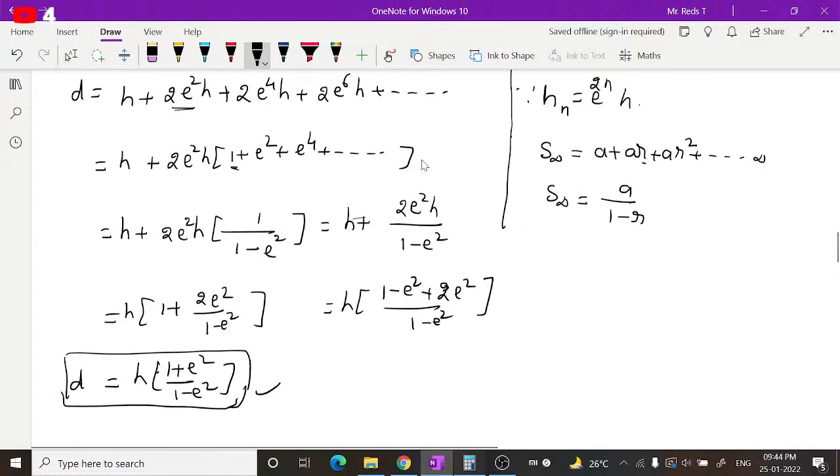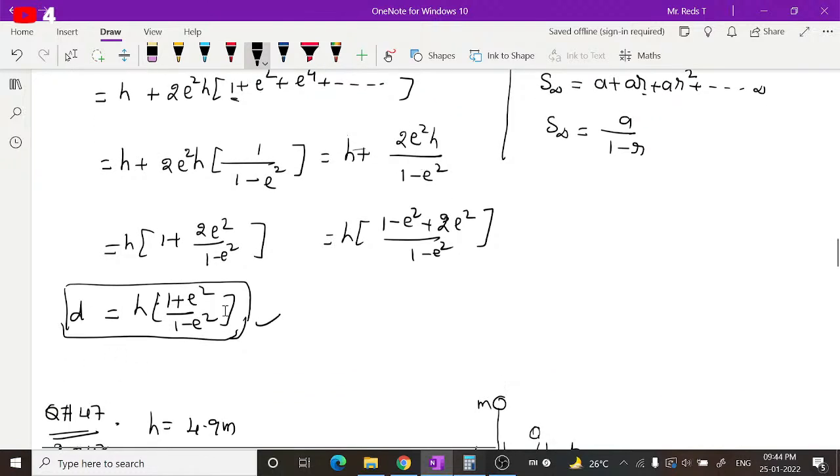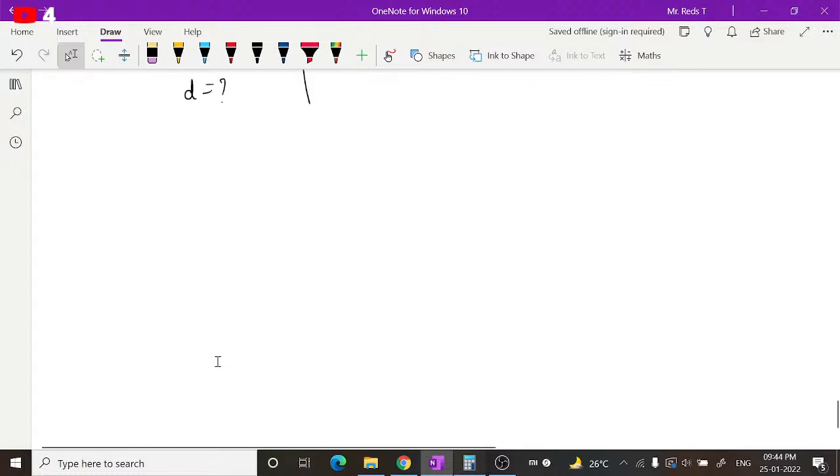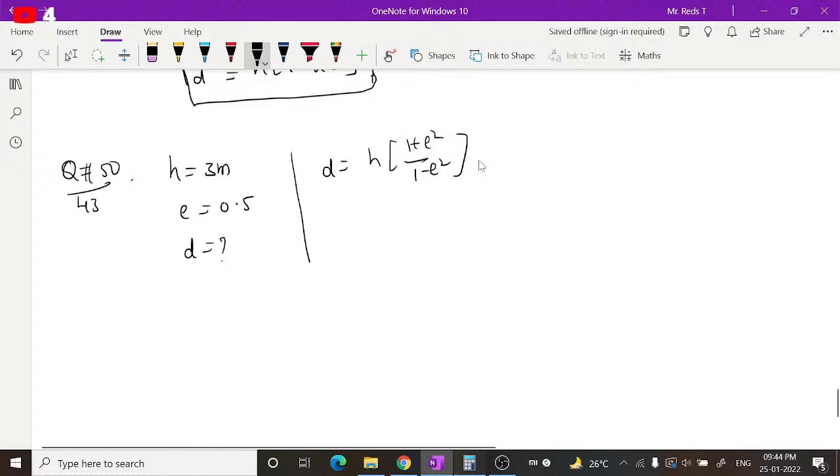Yes, h into (1 plus e square) by (1 minus e square). The total distance traveled before it stops bouncing is h into (1 plus e square) by (1 minus e square). Here h is given and e is given, so it is direct substitution only. So what will you get? h is 3 into 1 plus e square. e is 0.5, 0.5 square is 0.25. So 1 plus 0.25 divided by 1 minus 0.25.